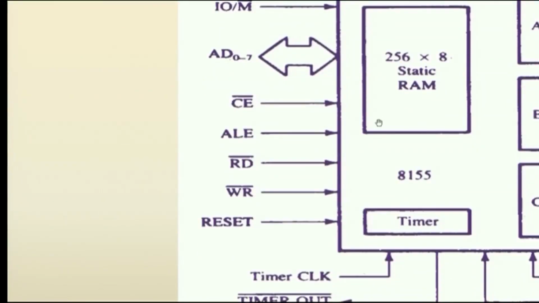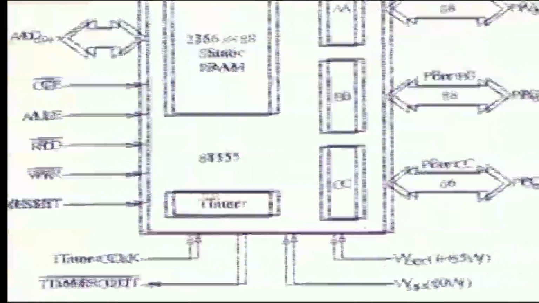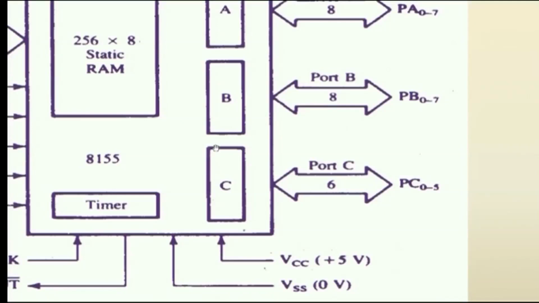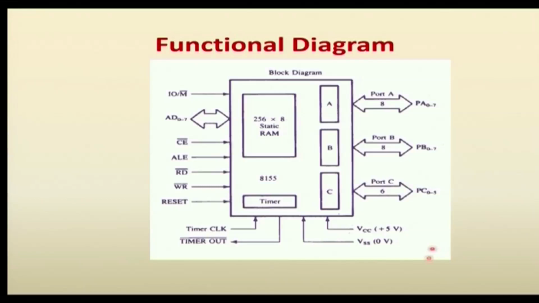This is a functional diagram of 8155. There are two signals for the timer, timer clock and timer out, that is timer in and out, to enable the timer. The timer is used as a counter, it will count the pulses. Then 2 power supply signals along with the 3 ports. The ports are bidirectional and have 22 pins. So, this is the functional diagram of 8155.